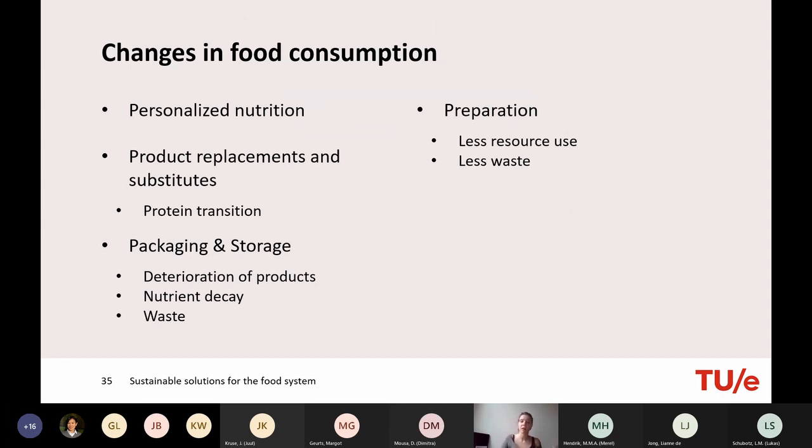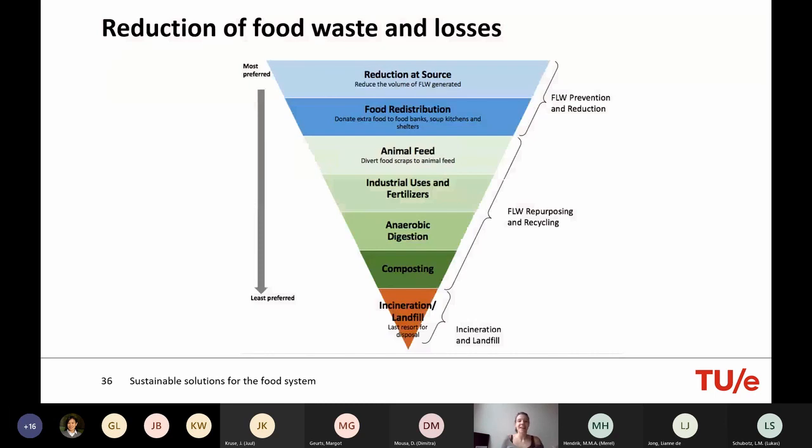And last but not least, we can think of how we can reduce our food waste and the losses in the system. There are different things that we can consider here. First, we can reduce food loss and waste at the source, the entire volume that's being generated, by preventing it from happening in the first place.